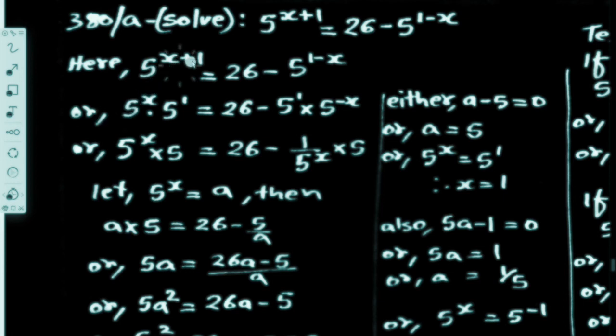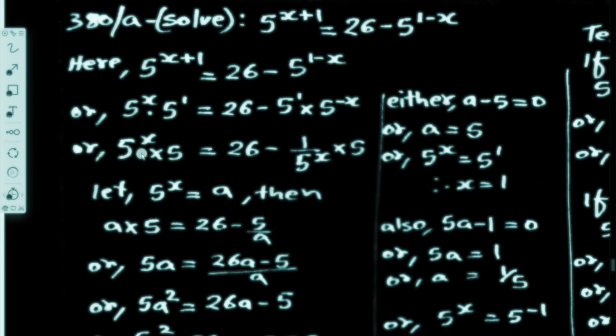Now the powers should be separated. It means 5 power x into 5 power 1. The power is separated. Equals 26, same, minus 5 into power 1 into 5 power minus x. Here 5 power minus x and 5 power x.